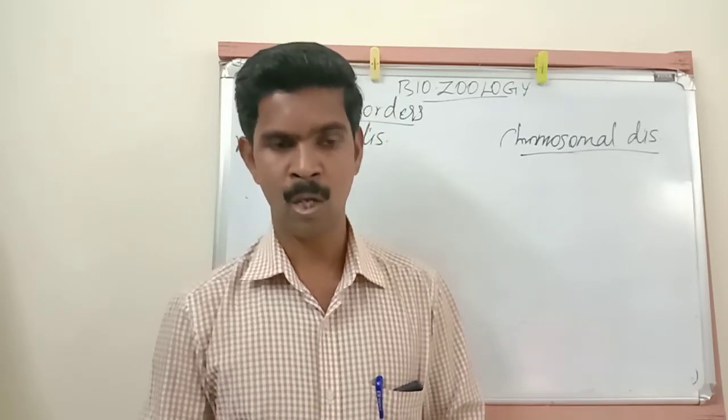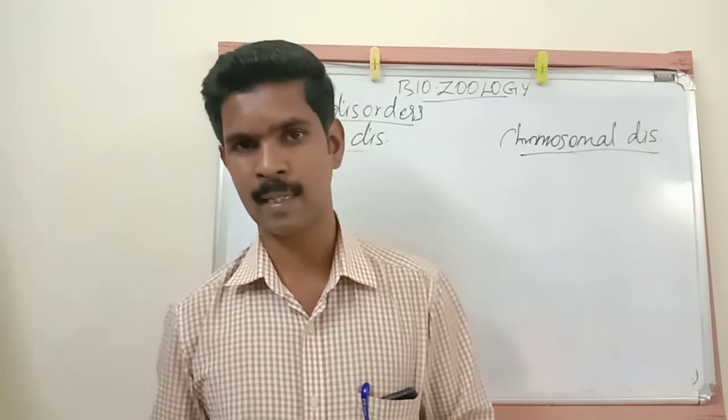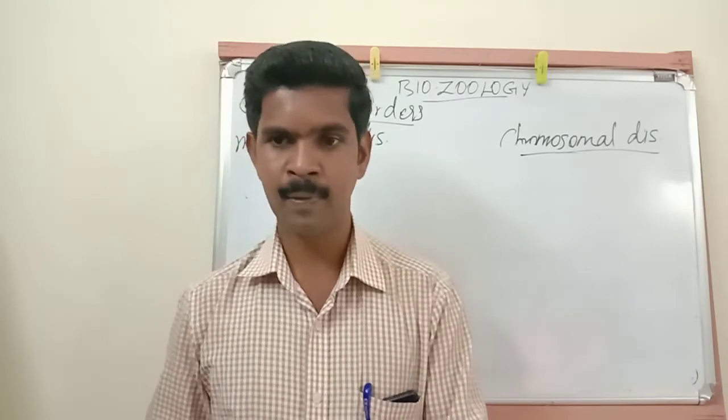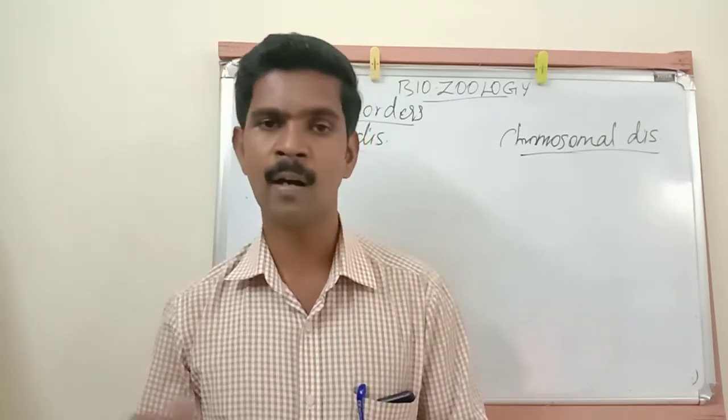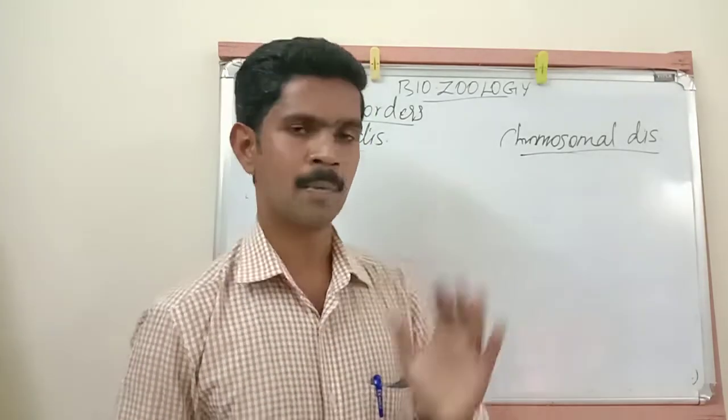So it leads to one or more chromosomes increasing in a cell or decreasing in a cell. If the chromosome is not divided properly, in the next cell, the number of chromosomes is increasing or decreasing. Understand? So that's all about this chromosomal disorder.